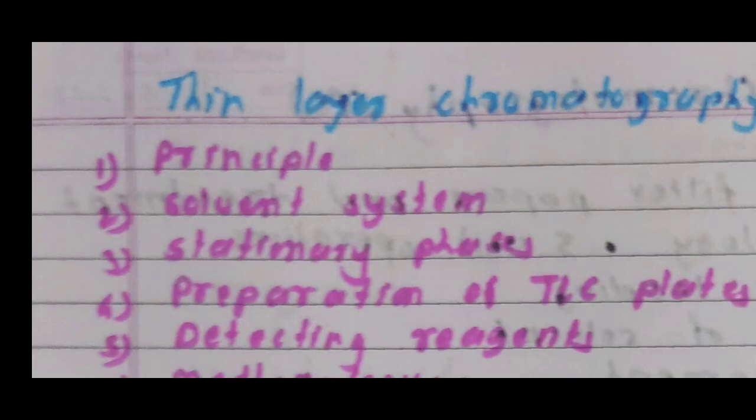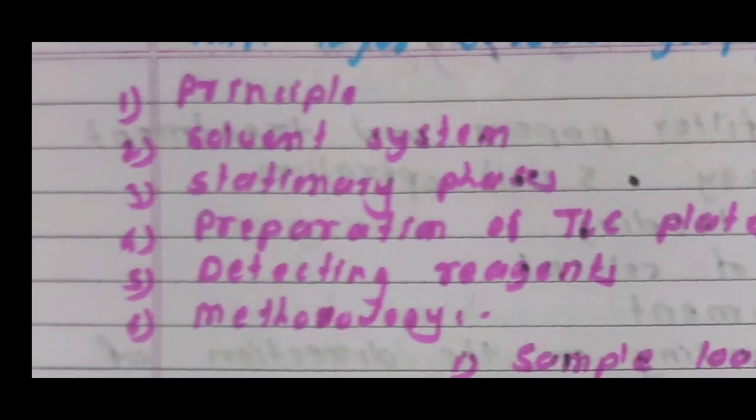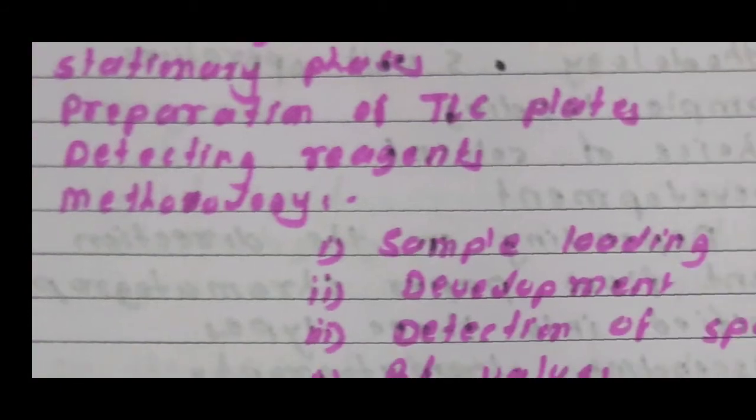The first point is the principle, second is the solvent system, third is the stationary phase, and fourth in TLC is the preparation of TLC plates, meaning how to prepare TLC plates. Fifth is the detecting reagent. After the detecting reagent, sixth is the methodology. In the methodology we study again four points: first is sample loading, second is development, third is detection of spots, and fourth is the Rf values.